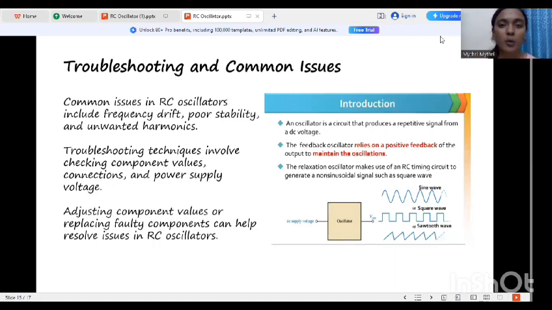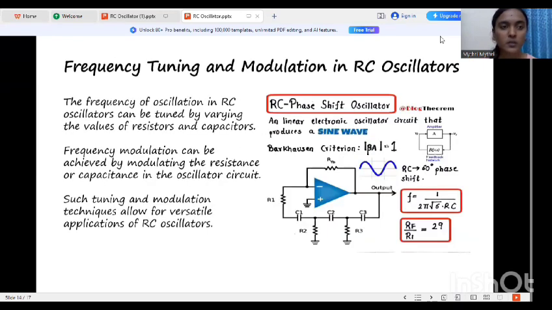Troubleshooting and issues. Issues in the RC oscillator include frequency drift, poor stability, and unwanted harmonics. Troubleshooting techniques involve checking component values, connections, and power supply voltages. Adjusting the component values or replacing the faulty components can help resolve the issues in RC oscillators.